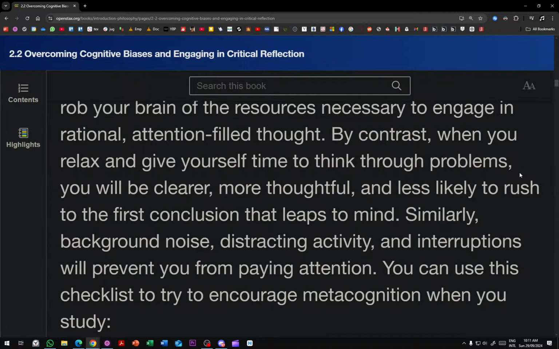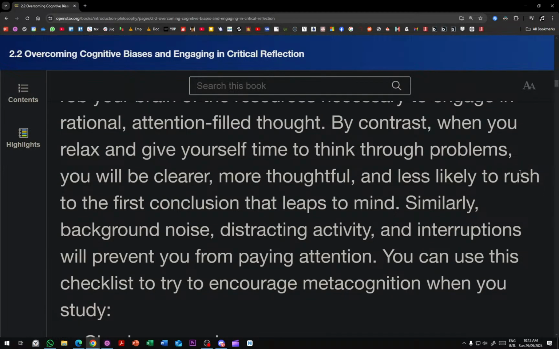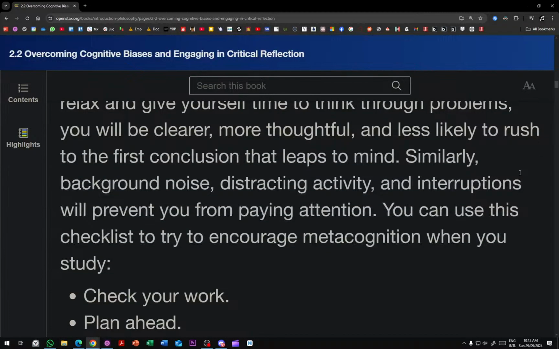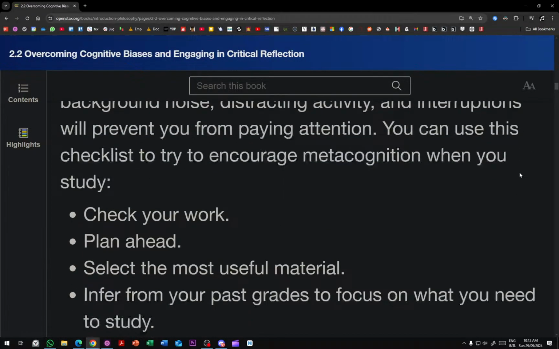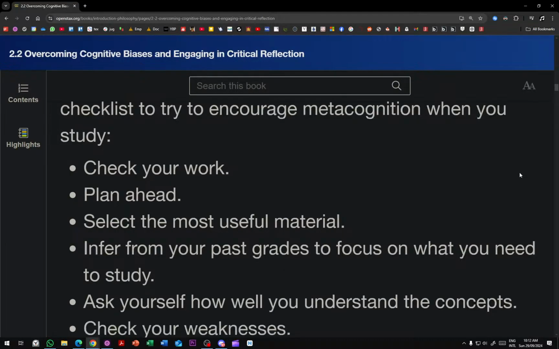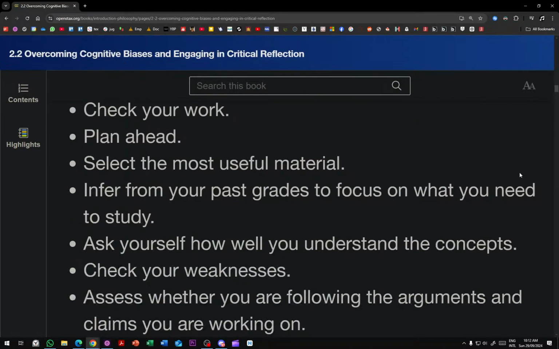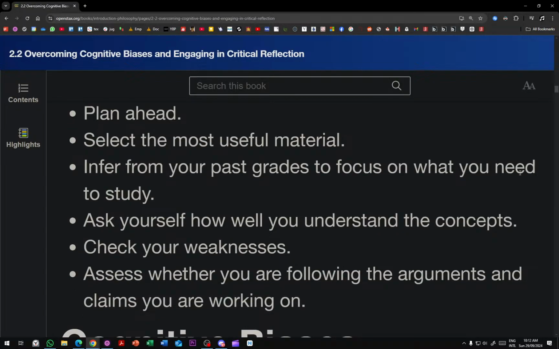You can use this checklist to try to encourage metacognition. When you study, check your work, plan ahead, select most useful material, infer from your past grades to focus on what you need to study, ask yourself how well you understand the concepts, check your weaknesses, assess whether you are following the arguments and claims you are working on.